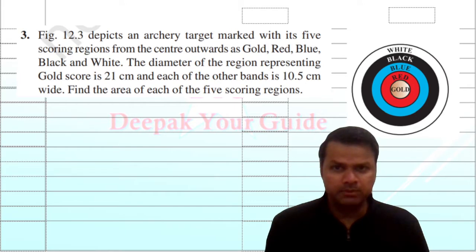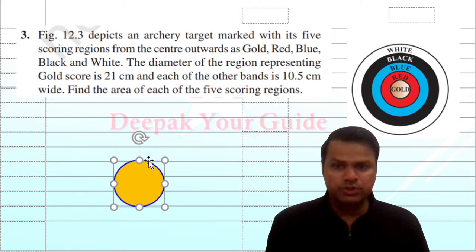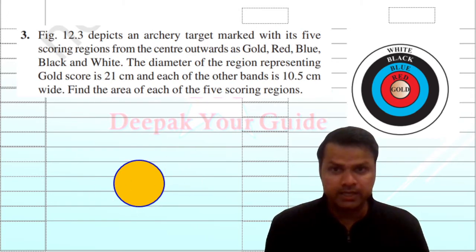Now let me make the diagram again so it becomes clear. What they are saying is, let's say this one is the gold one which I make. Let me change the color as well. So this is the gold one. What information are they giving? They are saying the diameter of this gold region. So let me draw the diameter as well. This is the diameter. They are saying that this diameter is 21 centimeters. So let's note this as well.